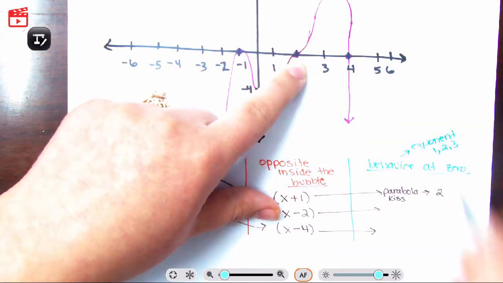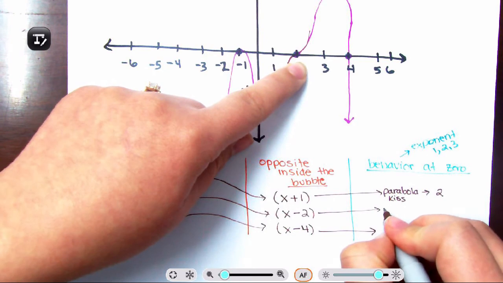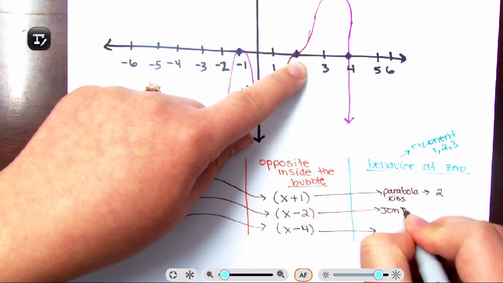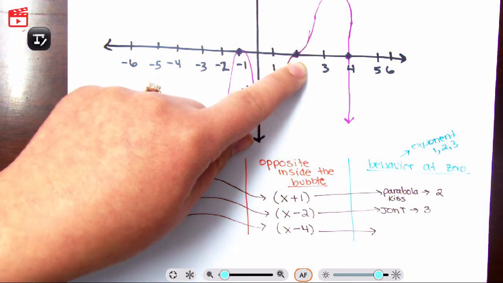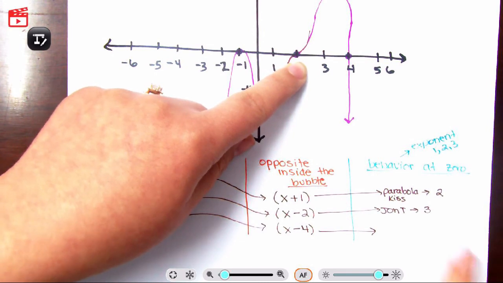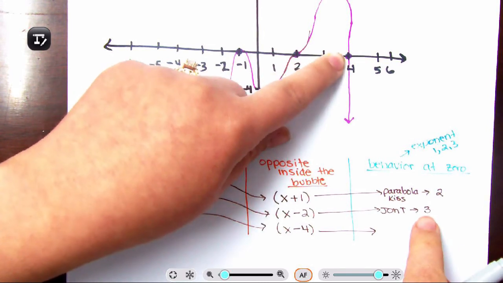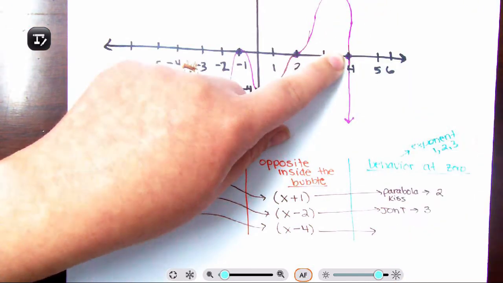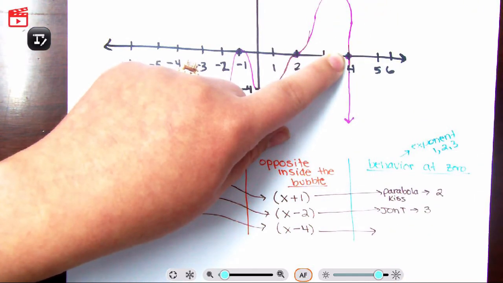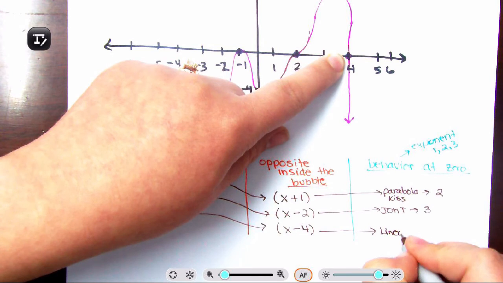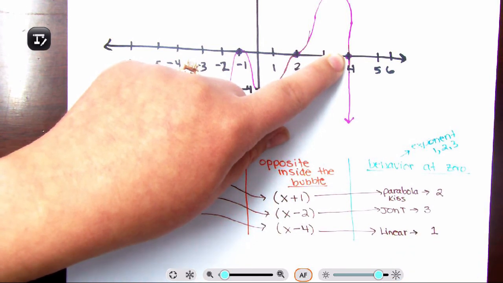It's a curve. So from a curve, we have Mr. John T, which means we have an odd number, and it's not 1 because 1 is linear. So we have an exponent of 3. Now at 4, we notice that it goes right through 4 as a straight line. So this is linear. And so we have an exponent of 1.